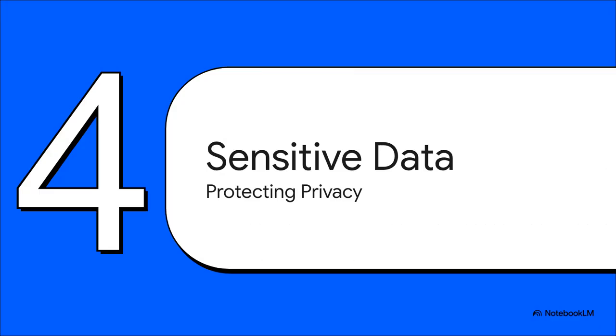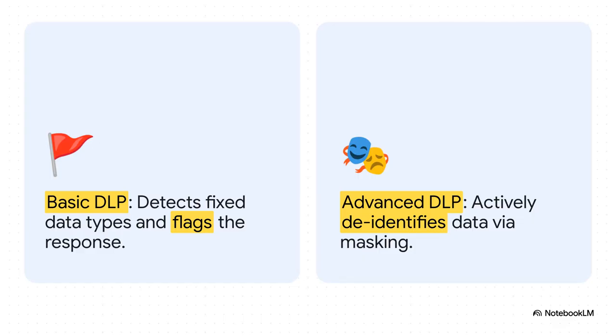That brings us to Section 4, Sensitive Data Protection. This is all about protecting privacy. Look, a compromised model is bad, but leaking personally identifiable information, or PII, that is disastrous for any enterprise. To stop this, Model Armor utilizes Google Cloud's Data Loss Prevention, or DLP, in two distinct ways. Basic DLP acts as a standard alarm system. It screens for fixed data types like credit cards or API keys, and it flags or blocks the response if it finds them.